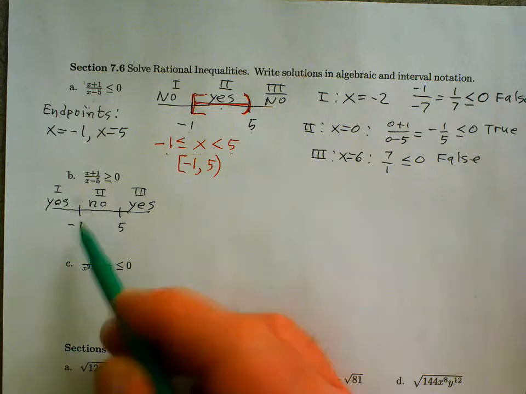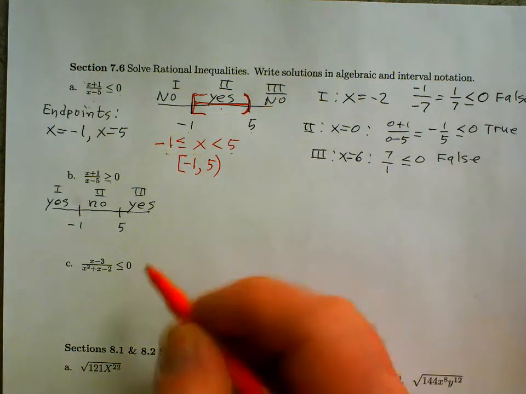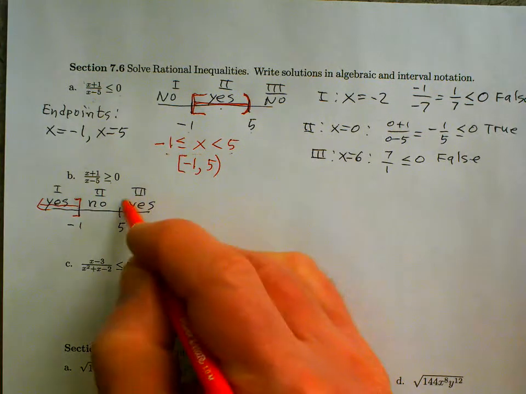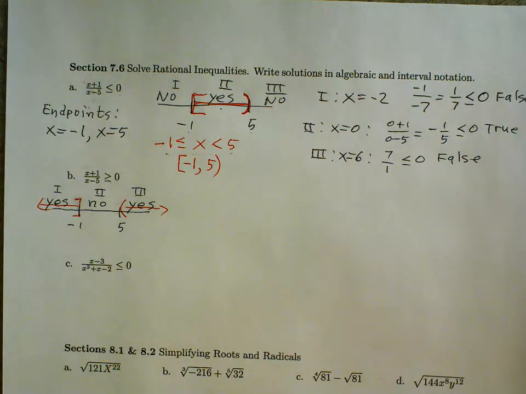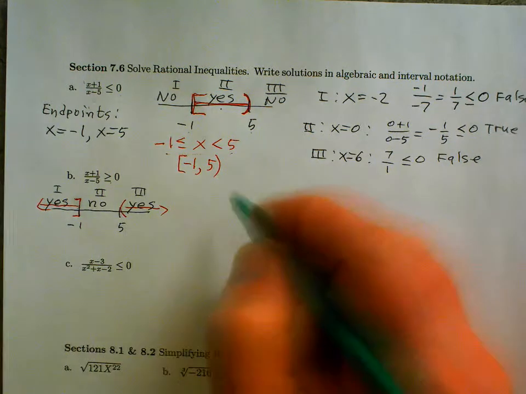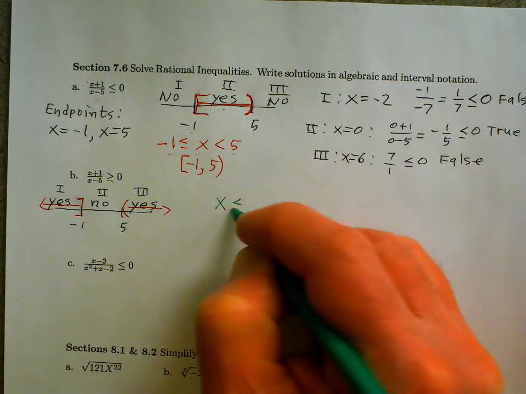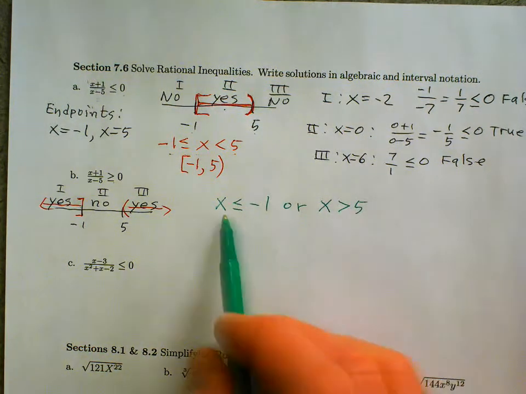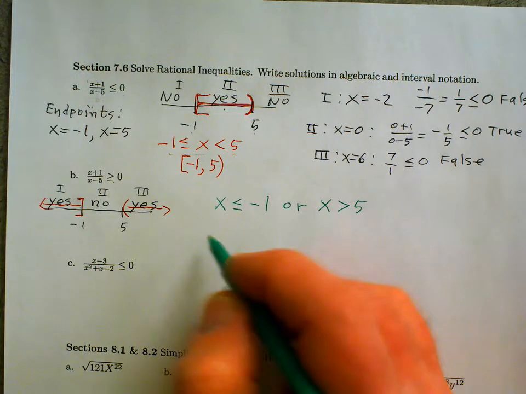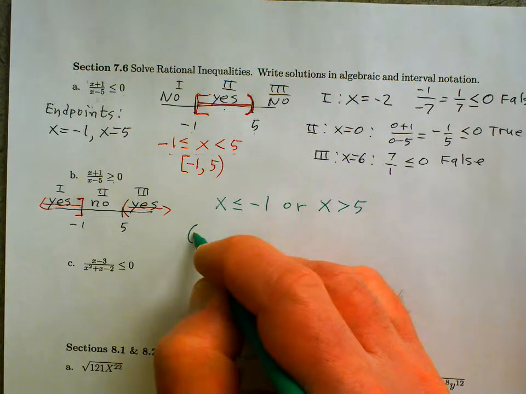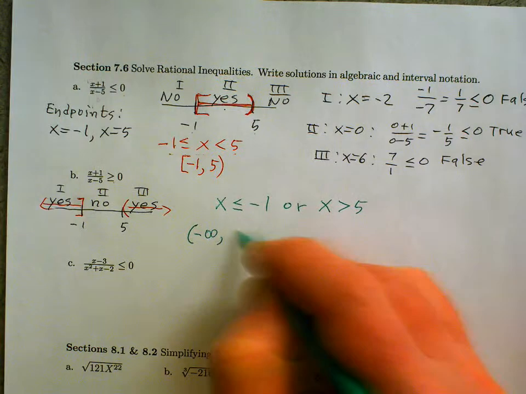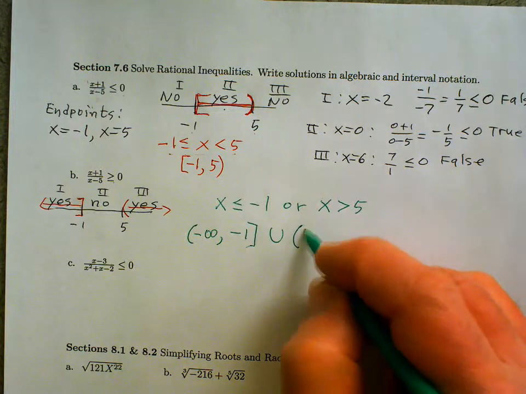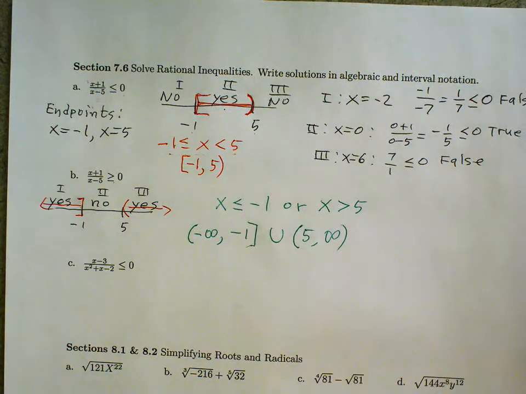So the algebraic notation, well, first, -1 is included and 5 is excluded. And so the algebraic notation, x is less than or equal to -1 or x is greater than 5. That's the algebraic notation. The interval notation is parenthesis -infinity, comma -1 bracket union, and then parenthesis 5 comma infinity parenthesis.